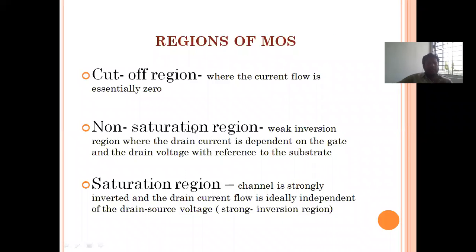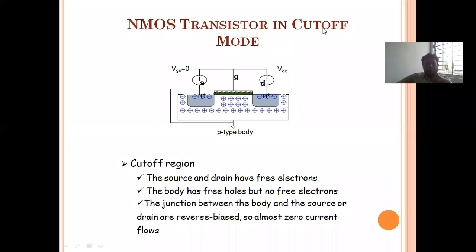And in the linear region, we get two regions, the non-saturation and saturation region. We'll understand with the diagram. So this is the cutoff mode. In the cutoff mode, the source and drain have free electrons. The body has free holes, but no free electrons. The junctions between the body and the source or drain are reverse biased. So we have two reverse-biased diodes there, and almost zero current flows, because there is no channel.